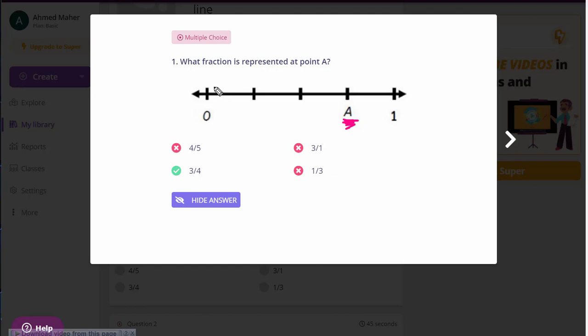Simply because we have here 1, 2, 3, 4 equal parts, 4 equal lengths from 0 to 1. So the first one is 1/4. Then the second mark is 2/4. The third mark 3/4, and the whole one is 4/4. Okay, thank you, Ali.